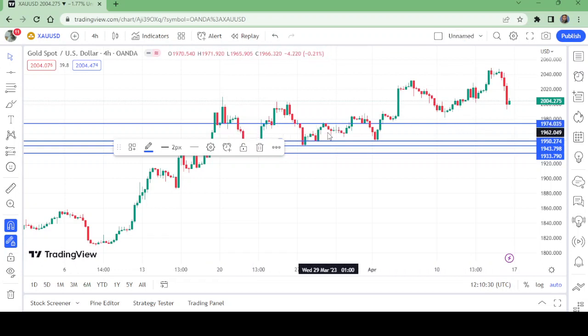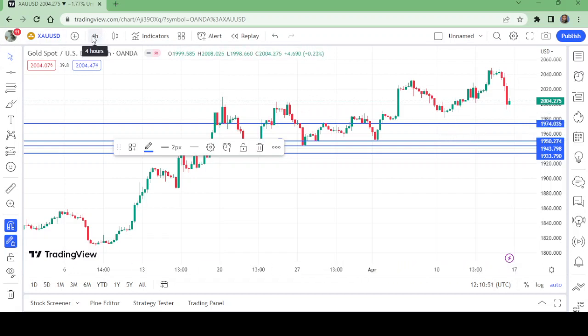Watch here, on the 4-hour time frame, this has been the resistance here, support here, support here, support here. So it is high probability that gold will come back down to 1974 to retest, and it is a high price to buy it.